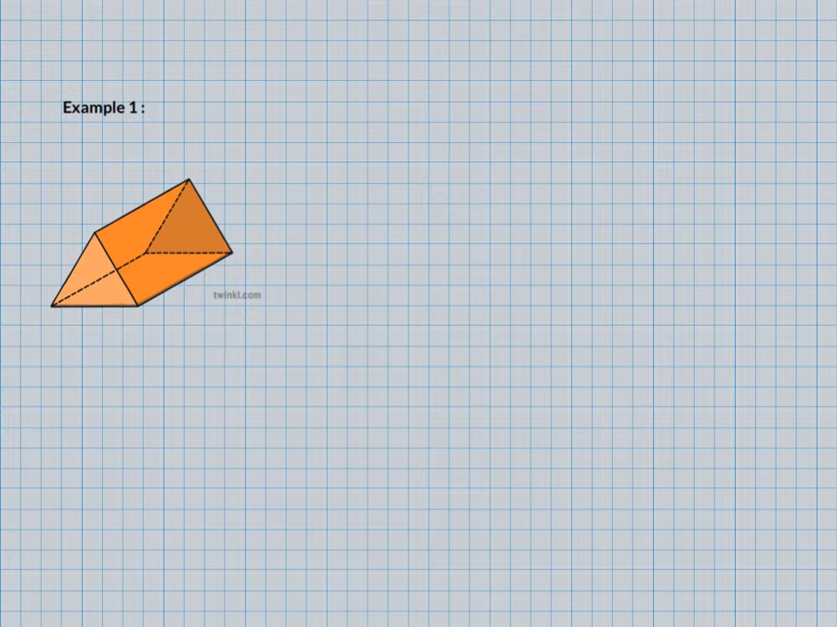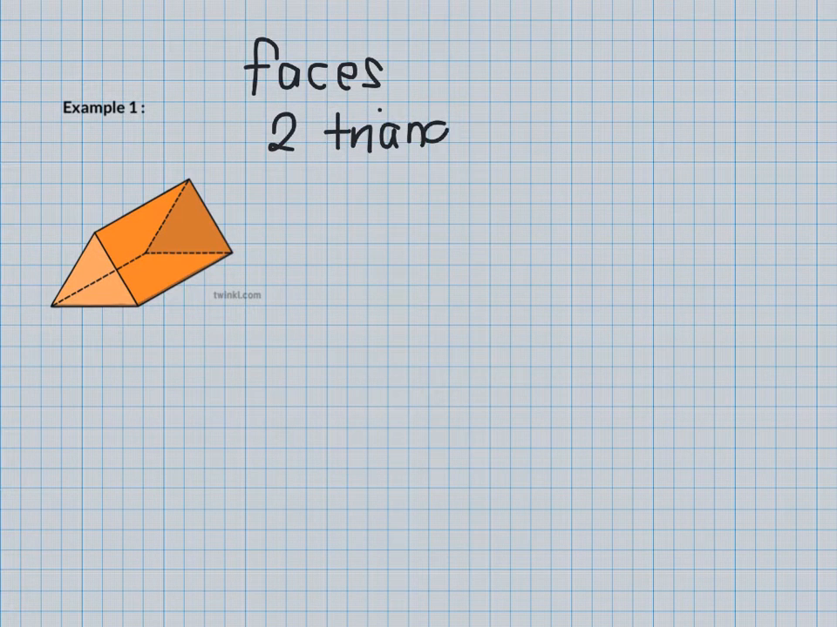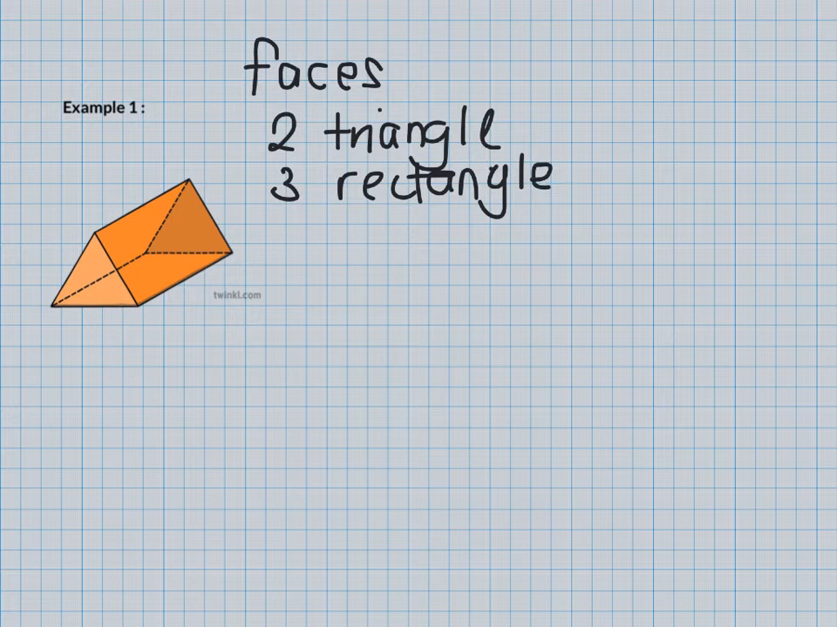What we have here is what we call a triangular prism, and that's because we have two triangle faces as the end faces, and it is connected by a series of rectangle faces. So the first thing that we might want to do is to count the number of faces we have. So here we have two triangle faces and three rectangle faces. So all together we have 5 faces.